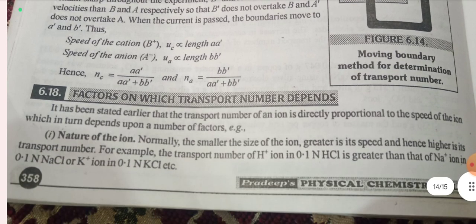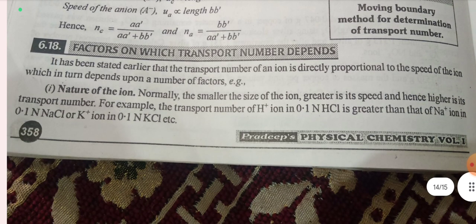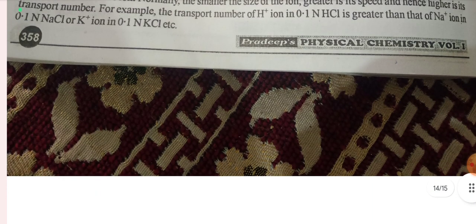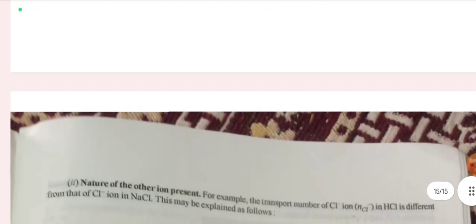Factors on which transport number depends. It has been stated earlier that the transport number of an ion depends directly on the nature of the ion. Normally, the smaller the size of the ion, the greater its speed, and hence the higher is its transport number. For example, the transport number of H+ ion in 0.1 M HCl is greater than that of Na+ ion in 0.1 M NaCl, or K+ ions in 0.1 M KCl, etc.